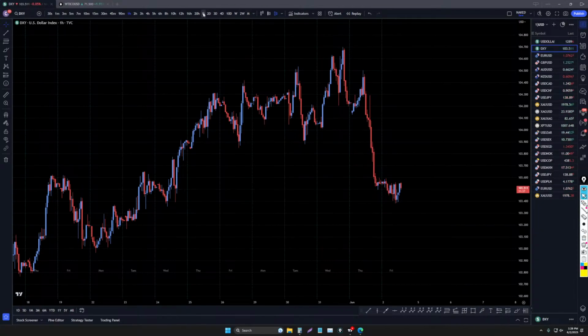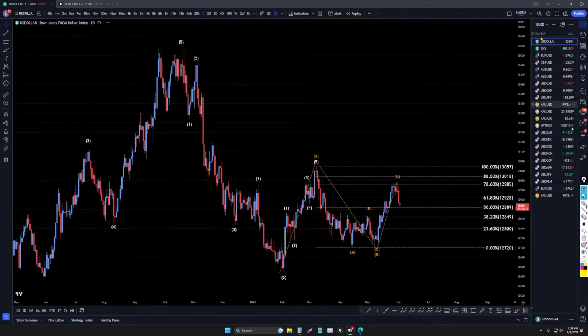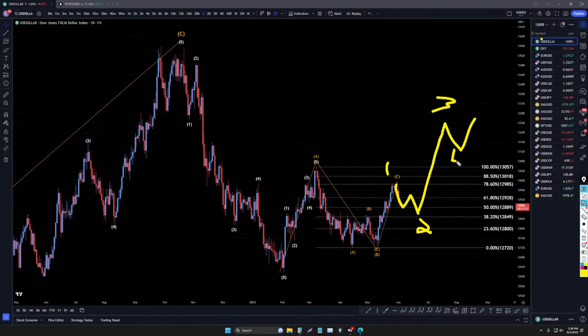So let's go up to the higher time frame real quick. Let's switch back to the dollar index. Would it make more sense for this to end up doing something like this, and this is like a 1 and a 2 of C, and then it goes up and makes a 3, 4, 5 of C? I think that would make a lot of sense in the long run if that is what it does, but this is the daily time frame.